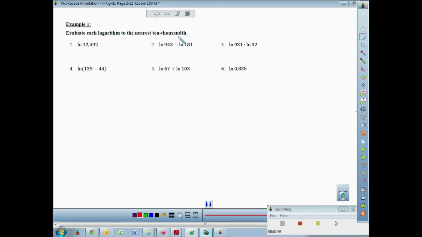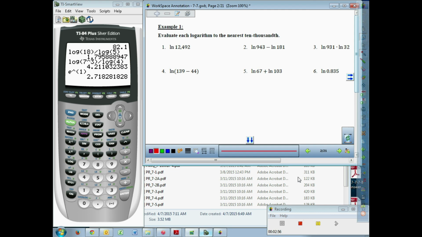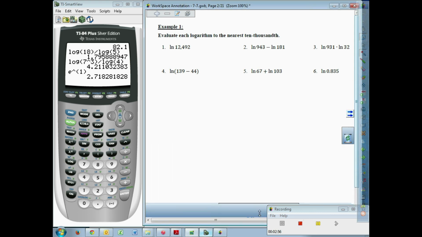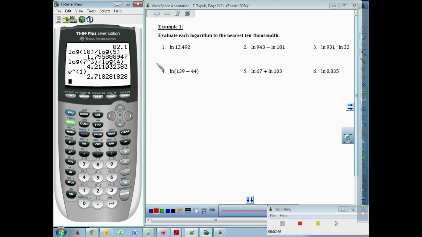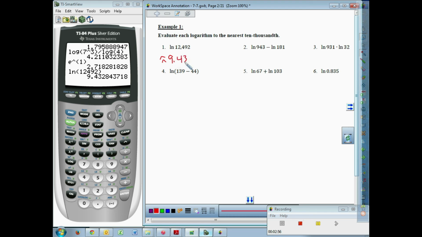Evaluate these logarithms to the nearest 10,000th. Well, natural log has base e every time. Do we have a natural log button on our calculator? Yes, we do. So we can punch this straight into our calculator. Natural log of 12,492, rounded to the nearest 10,000th, is about 9.48.